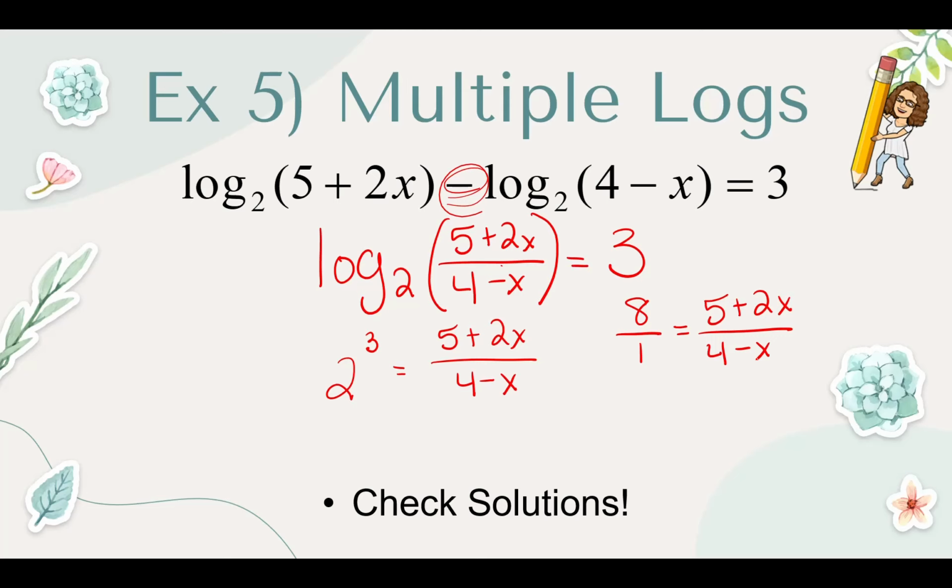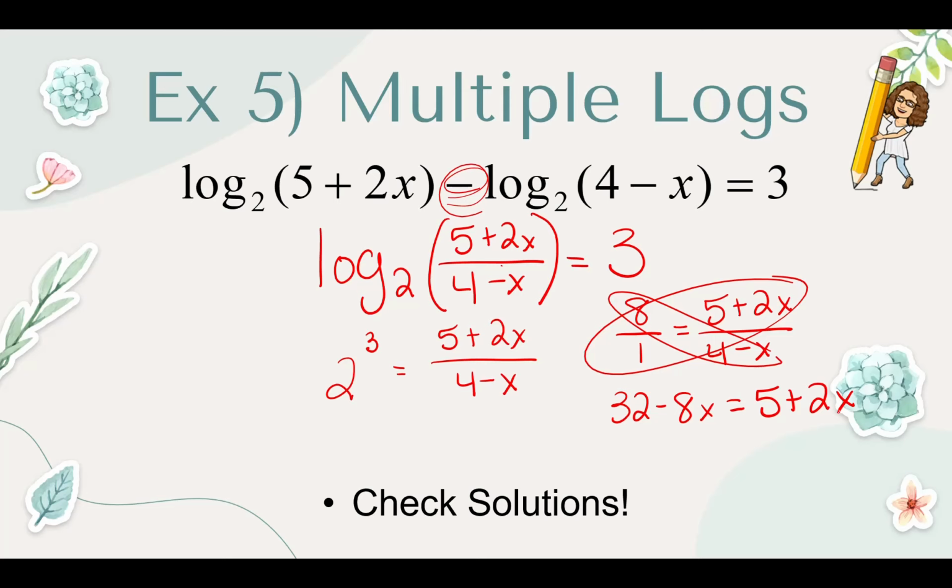Just like that. Now I can cross multiply, right? 32 minus 8x equals 5 plus 2x. Solving, I am going to get 27 equals 10x. So x equals 27 tenths, so 2.7 roughly. All good here. No negatives, no 0. This one will also be okay. So we're all good there. We've checked our solutions to make sure that it is okay.